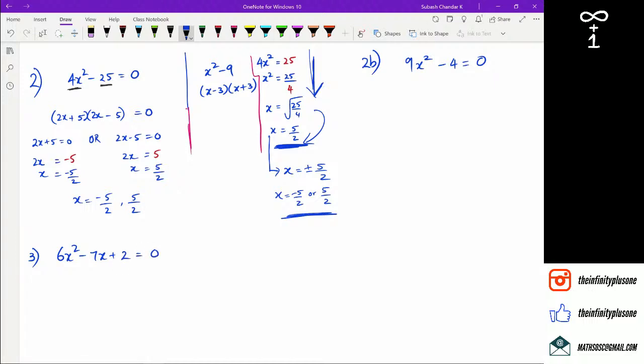So here we go, guys. We've got two questions there. We've got 2b, and then we've got 3. If you do want to have a crack at 2b, you can try that again.